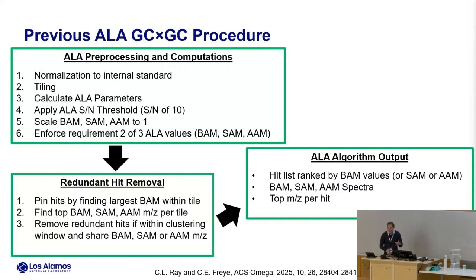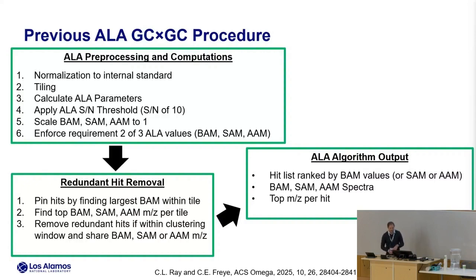So we calculate our ALA parameters, and then we can calculate a signal to noise, just like you would for chromatograms, except it's now in ALA space. And we recognize that with a signal to noise of 10, everything below that, there's like a 10 to the minus 23rd chance that it's not going to be real.